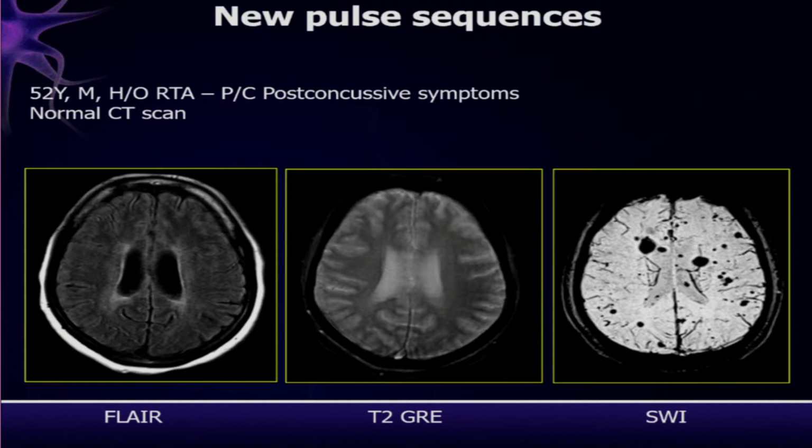This is a patient with a history of road traffic accident presenting with post-concussive syndrome. The CT scan was normal. The FLAIR images are almost normal. These are non-specific white matter changes. Gradient echo sequence is normal, but this is a new sequence called susceptibility weighted imaging. These black dots are microhemorrhages. This is a patient with diffuse axonal injury.